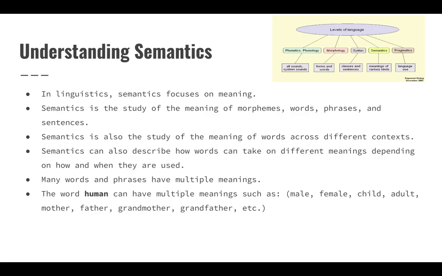Understanding semantics. In linguistics, semantics focuses on meaning. Semantics is the study of the meaning of morphemes, words, phrases, and sentences. Semantics is also the study of the meaning of words across different contexts. It can also describe how words take on different meanings depending on how and when they are used. Many words and phrases have multiple meanings. The word human, for example, can have multiple meanings such as male, female, child, adult, mother, father, grandmother, etc.